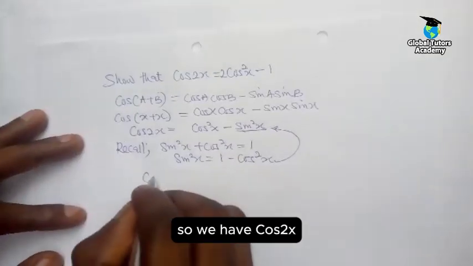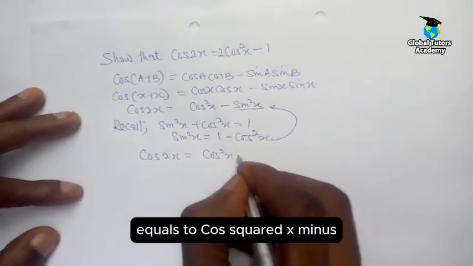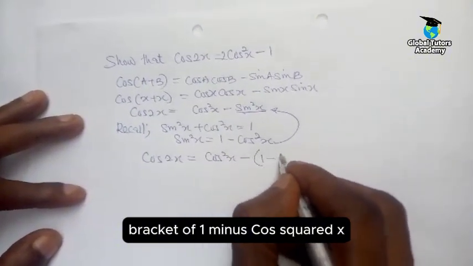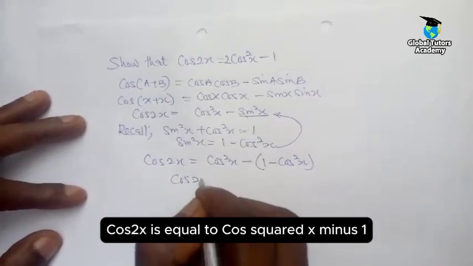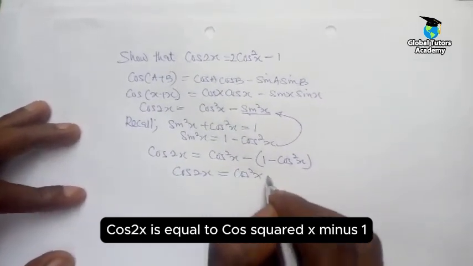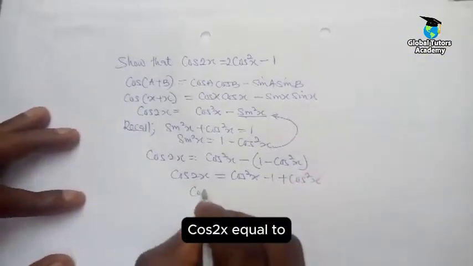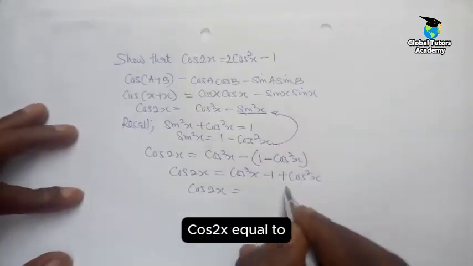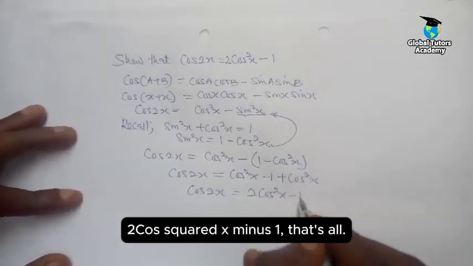So we have cos 2x equals cos squared x minus bracket of 1 minus cos squared x. So open the bracket, cos 2x is equal to cos squared x minus 1 plus cos squared x. So cos 2x equals this plus this, 2 cos squared x minus 1. That's all.